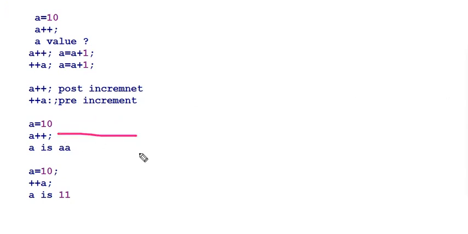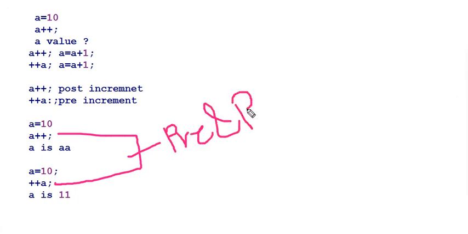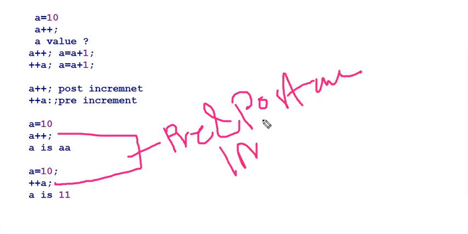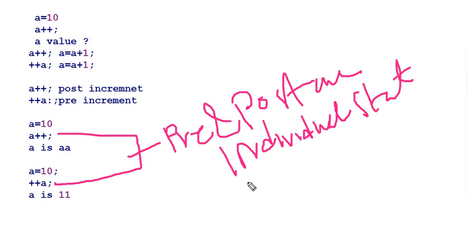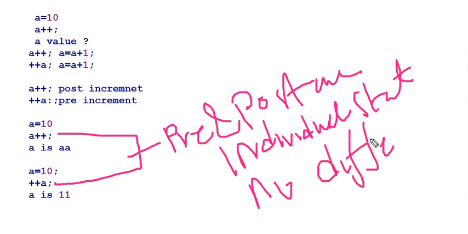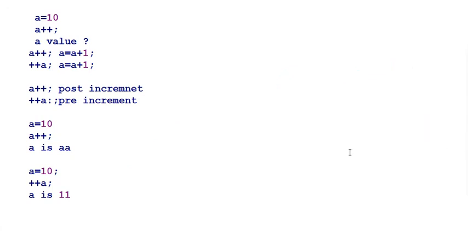But whenever they are individual, there is no difference at all. We have to remember one point: whenever the pre and post increments are individual statements, there is no difference. It will add one value to the base value and store the result in the same variable. But when they're part of an expression, the value will be different.